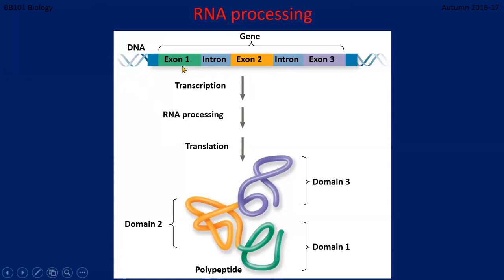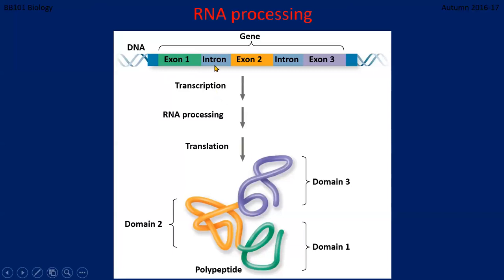Exons are basically coding regions, and introns are non-coding regions, which means whatever is in an exon is going to get expressed. This particular exon would give me domain 1 of the protein, which is shown in green. And then there is the intron.